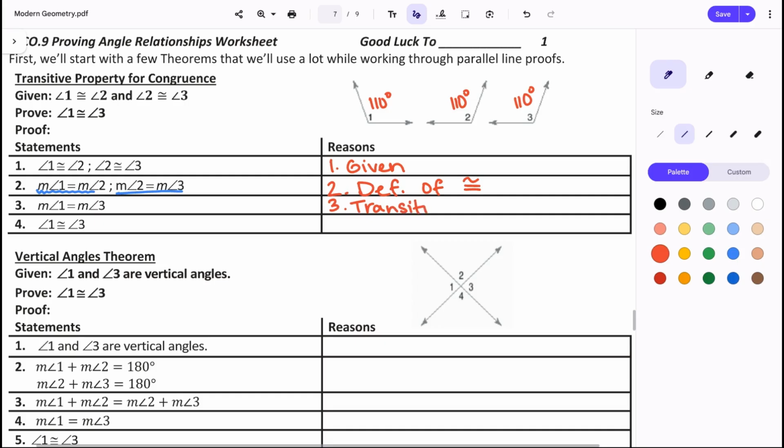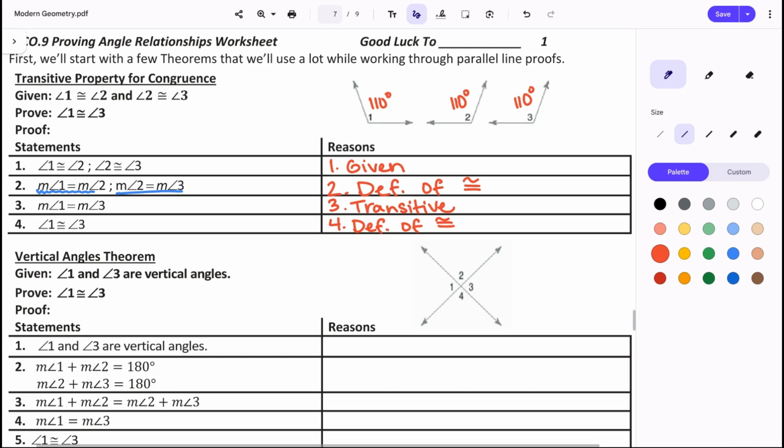And then we're going to go back to congruence because we had an equal sign on step 3. We're going back to a congruent sign now on step 4. So that's using that definition of congruence again. Like I said, transitive is going to show up a lot in our geometry proofs, especially when we're trying to make connections between angles to each other. And so now that we kind of know how that works, we don't have to keep proving it over and over again. We can now just use the transitive property.